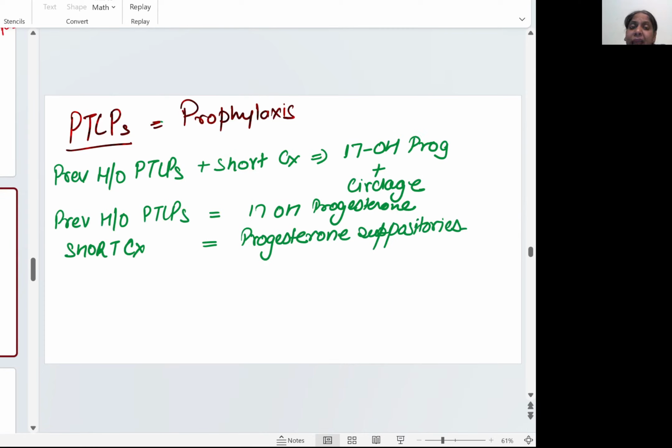If the patient had short cervix or previous history of preterm labor pains, what prophylaxis do we give? What prophylaxis do we give? Dr. Isra, are you there? What prophylaxis do we give if the patient had previous history of preterm labor pain or patient had short cervix?